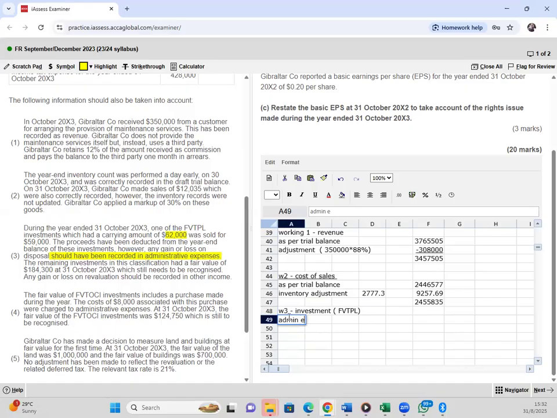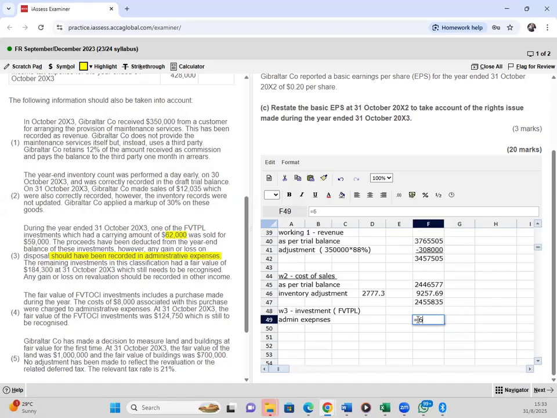So for admin expenses, how much should we transfer to the admin expenses? Because it was sold for 59 when it had a carrying amount of 62. So they did not record the gain or loss on disposal. So for our gain or loss on disposal, we are going to say 62,000 minus 59. In fact, it had a carrying amount of 62, but was sold for 59. So it's a loss on disposal. So there is a loss of 3,000.